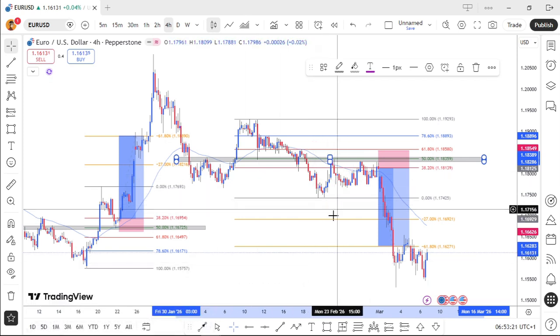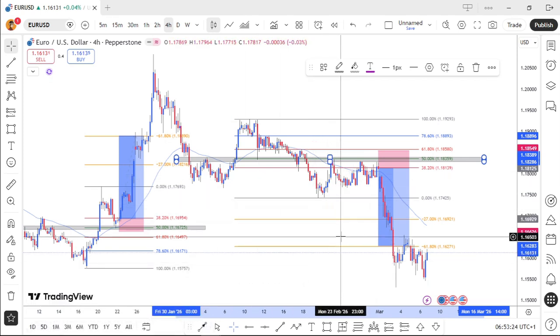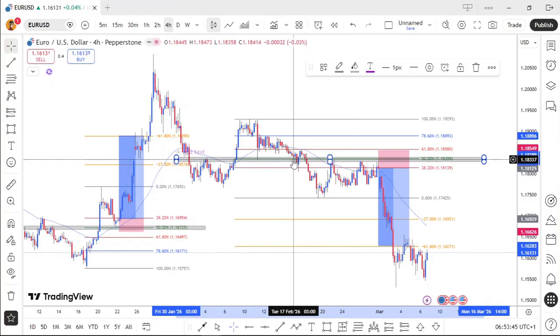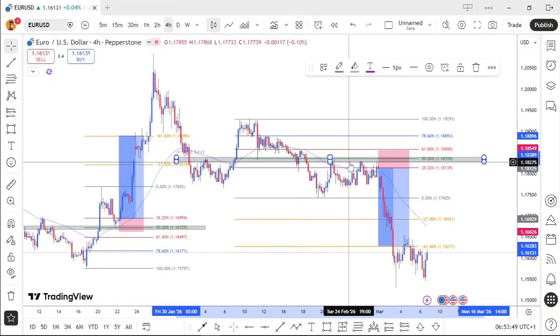So always make sure you use other confluence when using Fibonacci tools. Don't just use Fibonacci as a standalone tool. You use Fibonacci to identify those potential levels, and you need to include other confluence, like making sure that the retracement falls in a support and resistance level.